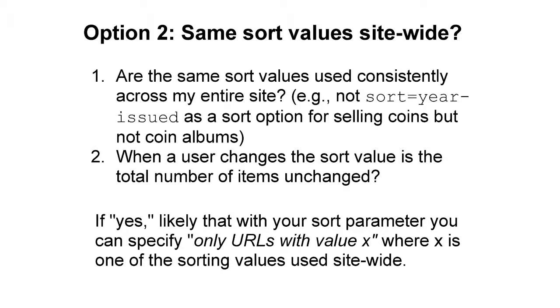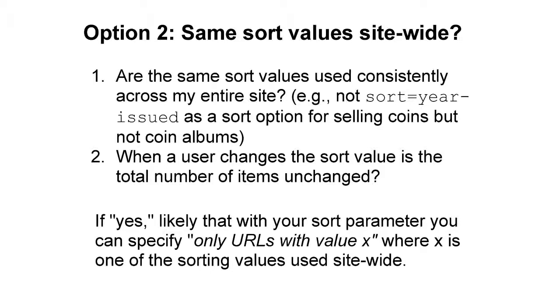If the first sort parameter recommendation didn't apply to your site, then hopefully the second recommendation will. The second recommendation is if the same sort values are used consistently site-wide. The question to ask yourself is, are the same sort values used consistently across my entire site? So a negative example of this, where the user would say no, is if you're a webmaster selling things like coins and coin albums. So for your coins, you might have sort equals with the value year issued. But sort equals year issued doesn't apply to your selling of your coin albums, so it's not used consistently.